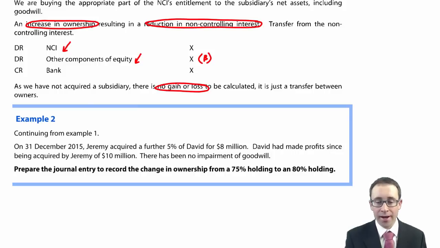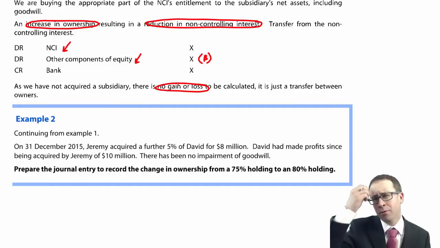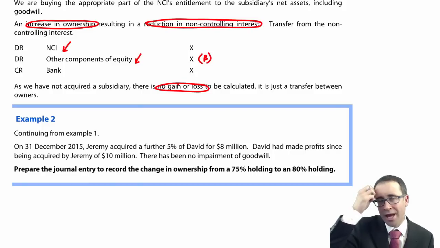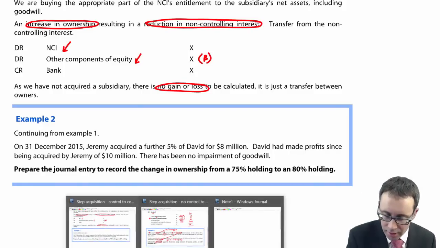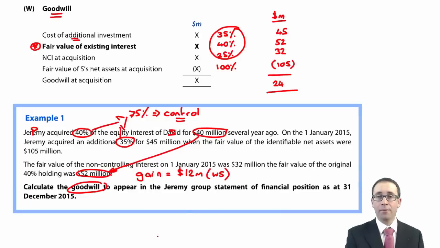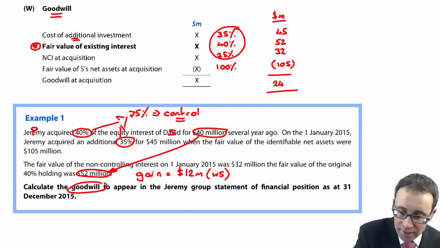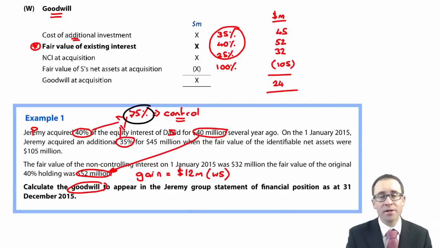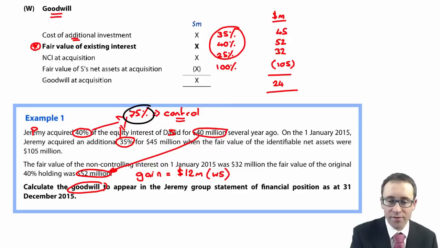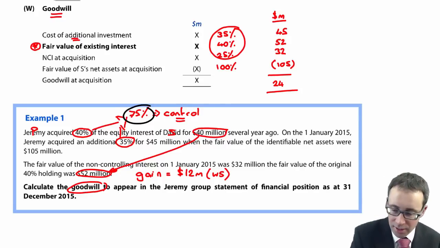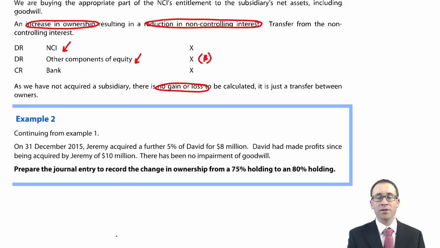So let's go through and have a look at it and how we play around with it. It says, continuing from example number one, the example with Jeremy and David. Okay, so let's just go there and check. In example number one, the key bit is that we had 75%, wasn't it? If we had 75%, the non-controlling interest had 25%.